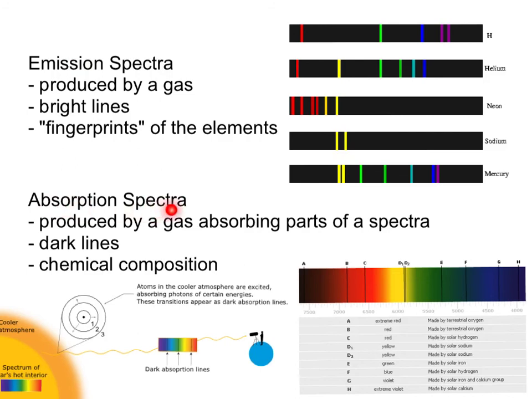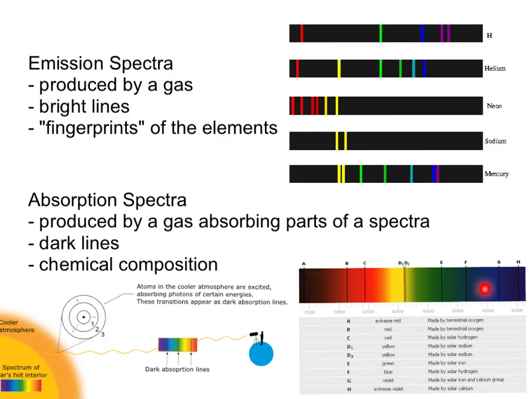An absorption spectra is something produced by a gas absorbing parts of the continuous spectra. These appear as dark lines and reveal the chemical composition of the object. Astronomers do this to figure out what stars are made of. Here we can see a little picture of our sun, and as the light goes from the interior of the sun to us on Earth, the different elements in the sun's layers can absorb different frequencies or wavelengths of light.